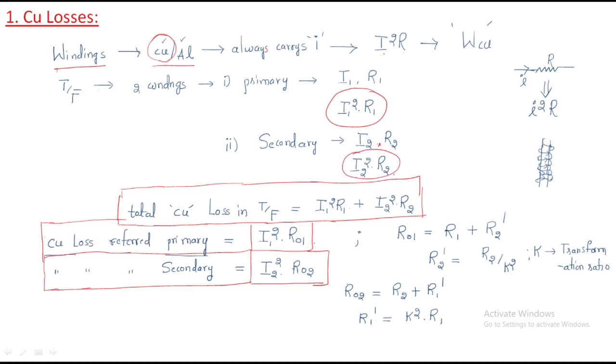And again we can modify these formulas like this. Copper loss referred to primary, the formula is I1 square R01. Here R01 equals R1 plus R2 dash, where R2 dash equals R2 by K square. And the second formula, R02 equals R2 plus R1 dash, where R1 dash equals K square R1. So this is about the copper loss in a transformer and three different formulas regarding the copper loss.